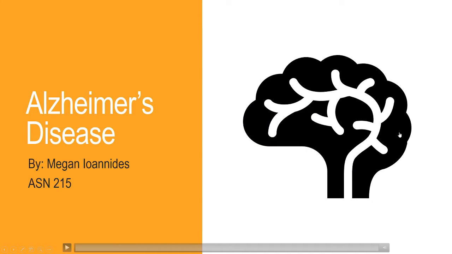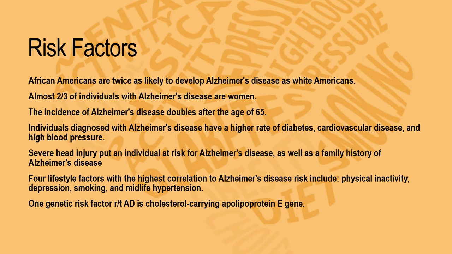The definition of Alzheimer's disease is a progressive mental deterioration that can occur in middle or old age due to generalized degeneration of the brain. According to our textbook, every 67 seconds, somebody in the United States is diagnosed with Alzheimer's. African Americans are twice as likely to develop Alzheimer's disease over white Americans, and almost two-thirds of individuals with Alzheimer's disease are women. The incidence of Alzheimer's disease doubles after the age of 65.